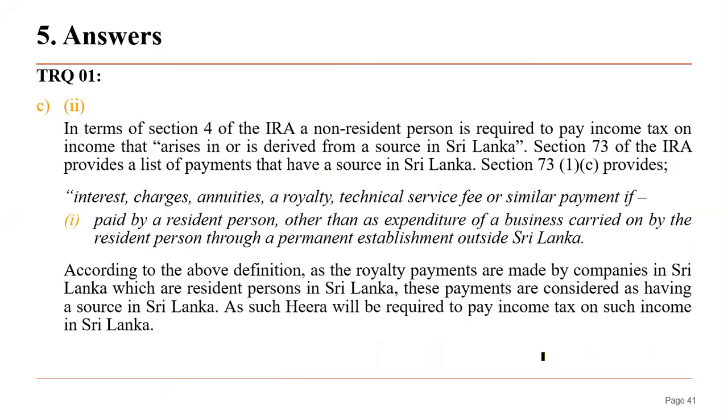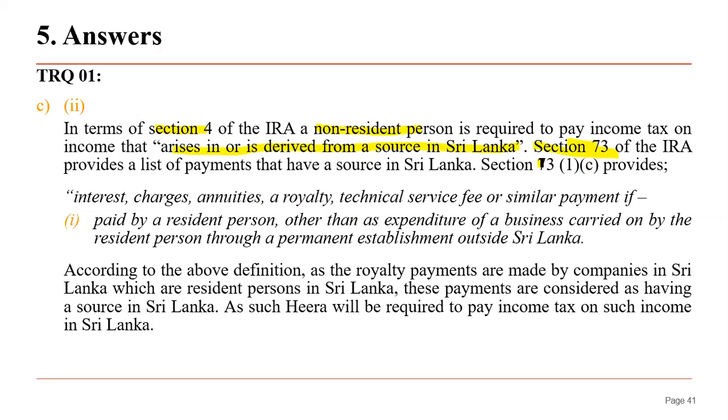Now the interesting part. Here, as per section 4, a non-resident is required to pay income tax on income arising or derived from a source in Sri Lanka. Then as for section 73, you just need to highlight section 73. It provides the list of payments with a source in Sri Lanka.